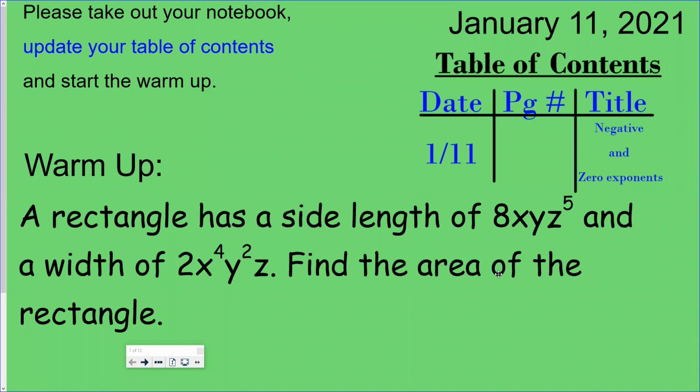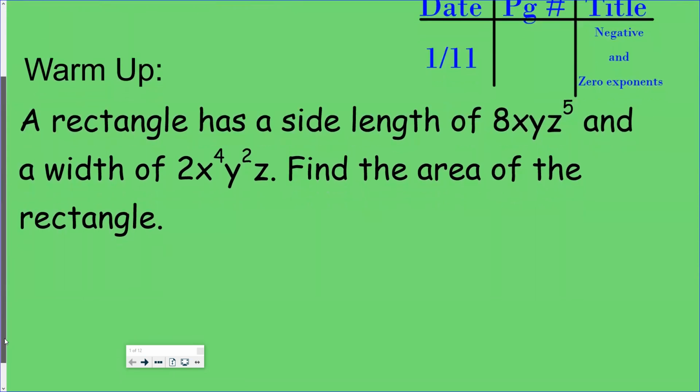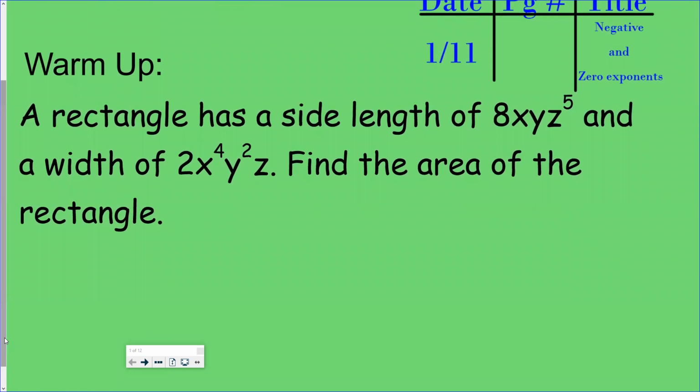All right, everybody, so today's notes are on negative and zero exponents. For your warm-up, you got a rectangle has a length of 8xyz to the fifth, and a width of 2x^4y^2z. They want us to find the area of the rectangle. So even though this has exponents, I still need to find my area.